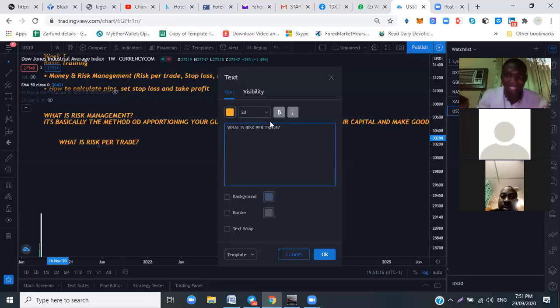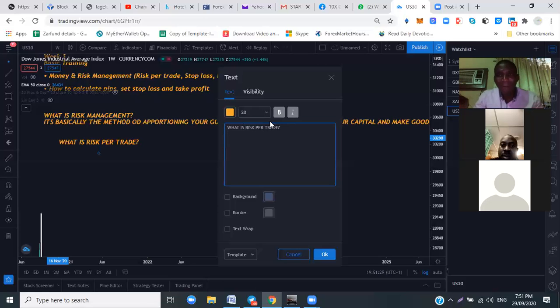There has to be a risk for you to have a reward. That's the way it is. So risk per trade is, let's say you have capital of $1,000, right? Your risk per trade is that amount of money you are willing to put into that one trade out of your capital. You want to ask yourself, how much of this $1,000 am I willing to risk on this one trade?